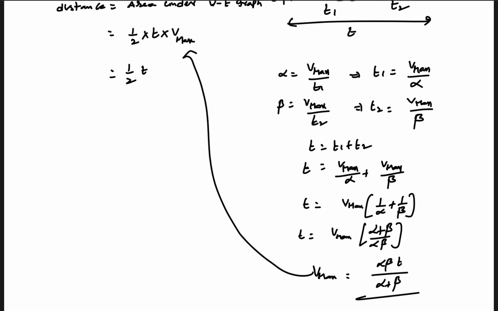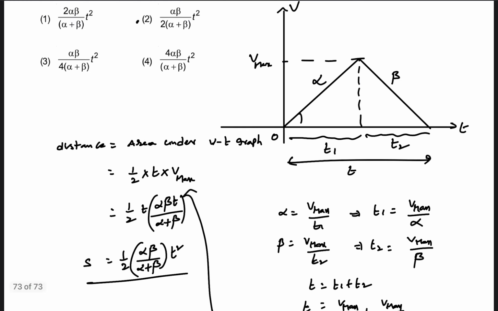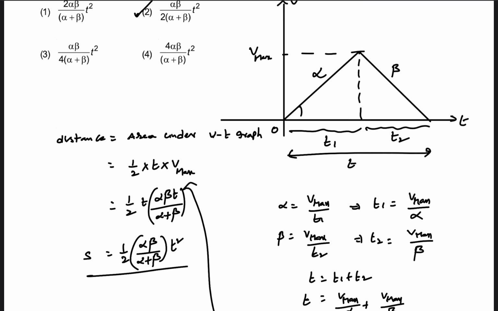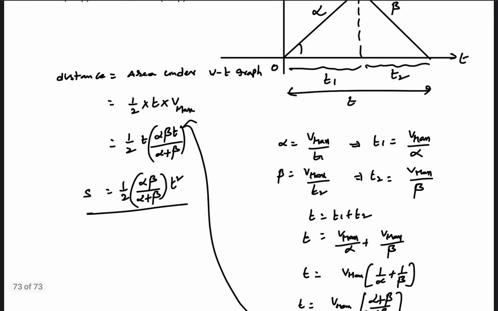You substitute this v maximum value here. Half into t into alpha beta into t divided by alpha plus beta. Now you will get half into alpha beta divided by alpha plus beta, whole thing into t square. This is my distance. Understand that? Which of the following equation is possible? The relation is alpha beta t square by 2 into alpha plus beta. Second option is the correct equation.